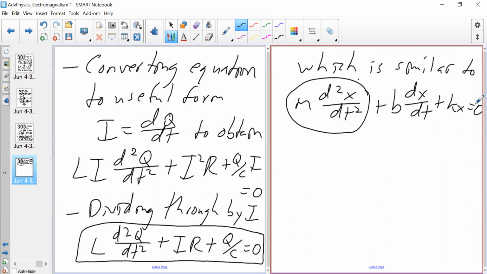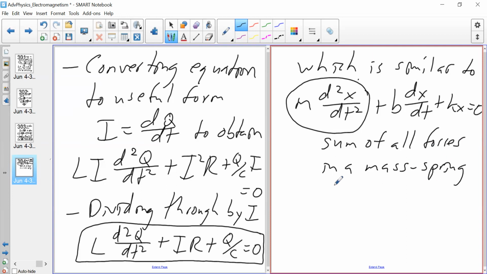And then let me just play around with this even more. So this would be the sum of all forces in a mass spring system. Almost there. You said momentum. We got to take another derivative to get that acceleration. You're right there. Okay. Yeah, I missed it. Okay. Don't worry about it.